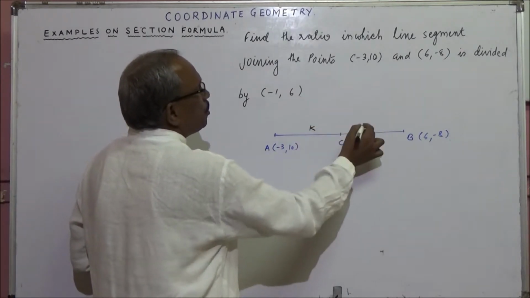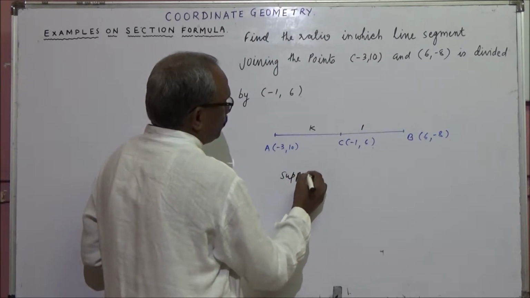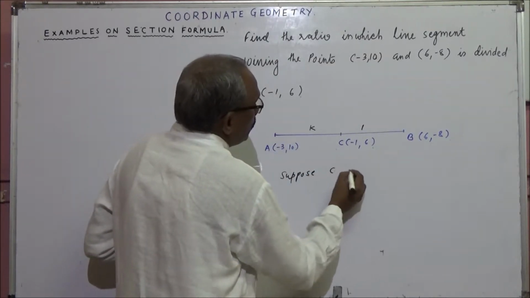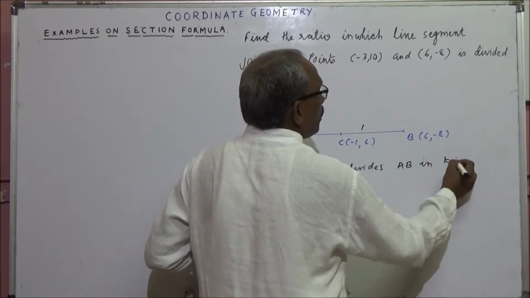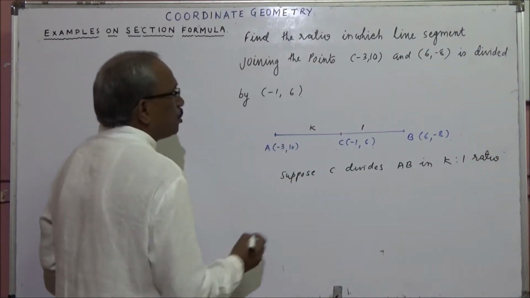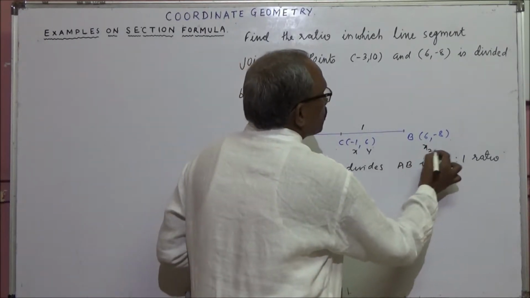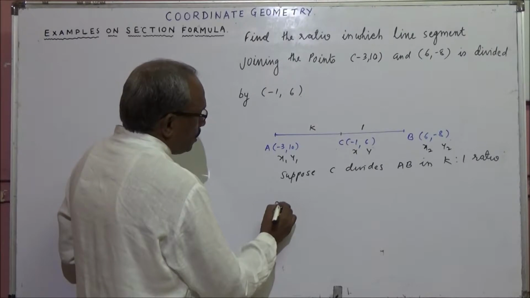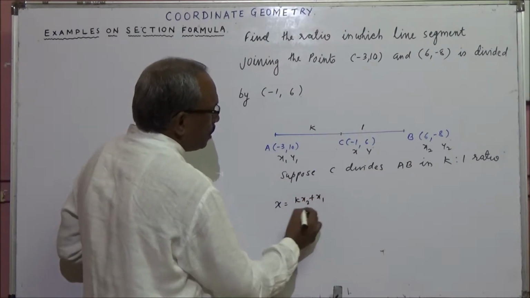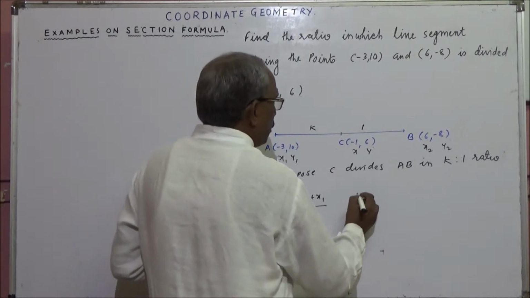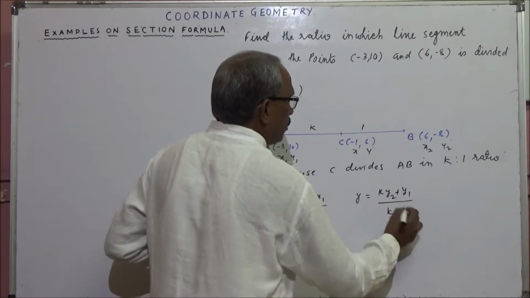So let us take this as k is to 1. Suppose C divides AB in k is to 1 ratio. So call this as X and this as Y, x1, y1, x2, y2. So X is equal to, we know that if it is dividing, it is kx2 plus x1 upon k plus 1. Y is equal to ky2 plus y1 upon k plus 1.